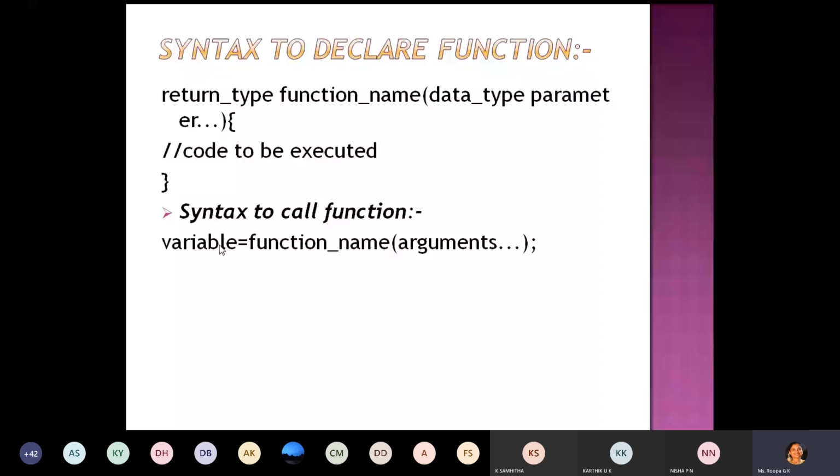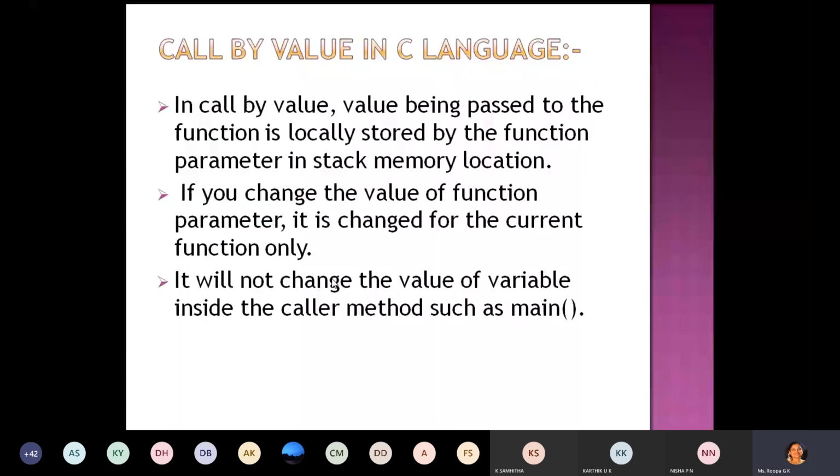Let us see one example. And here I am going to discuss only call by value, because call by reference makes use of the pointer concept. We will discuss it when we discuss the pointer concept in module 1. So this is about call by value function call. In call by value, the value is being passed to the function and is locally stored by the function parameter in stack memory location. We'll study about this stack and all in detail in the second module.